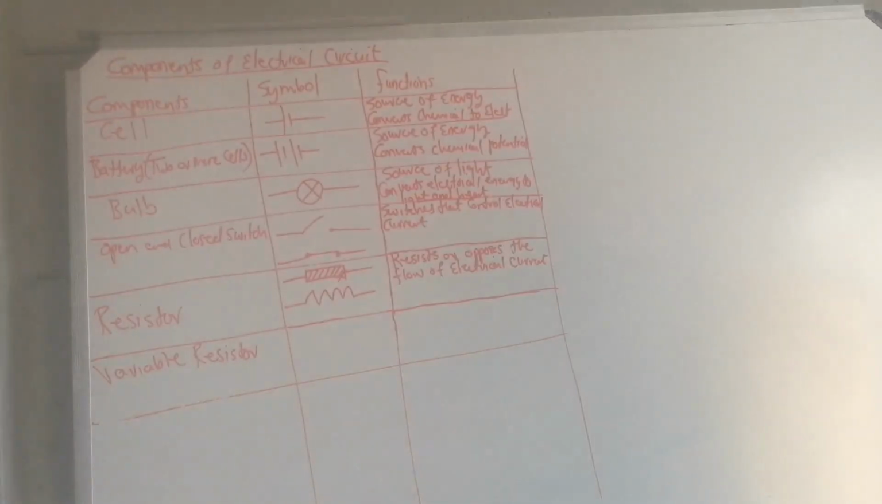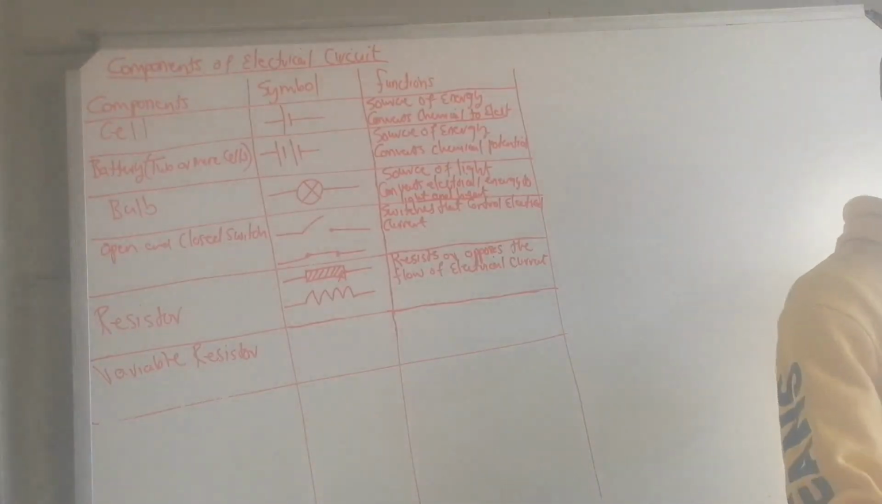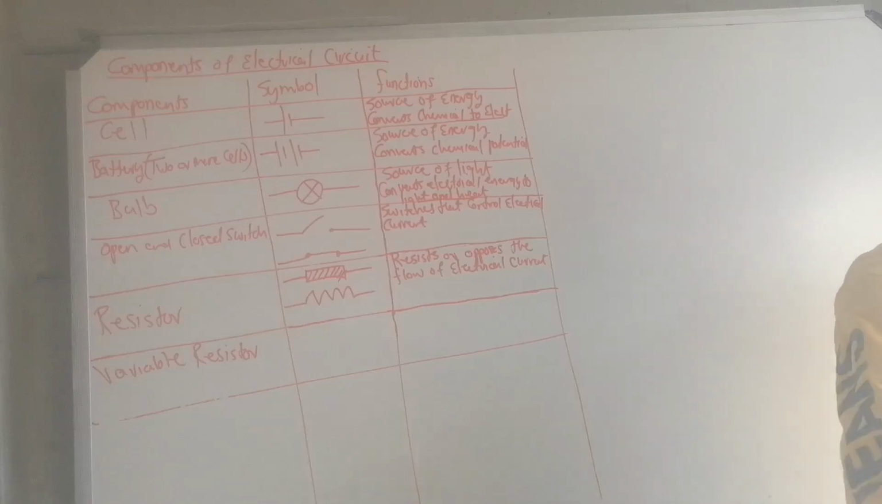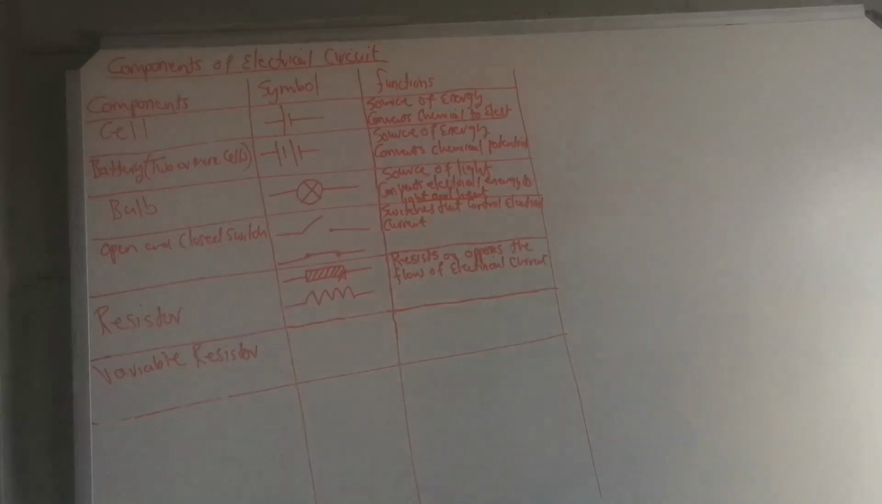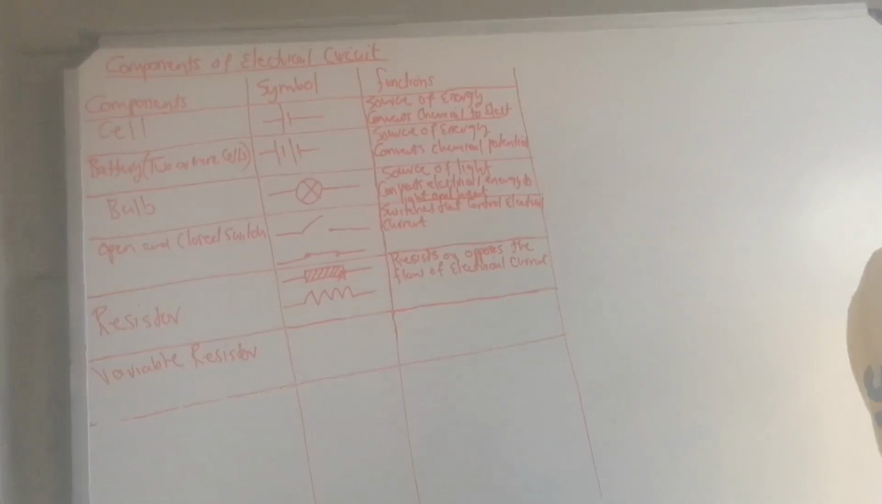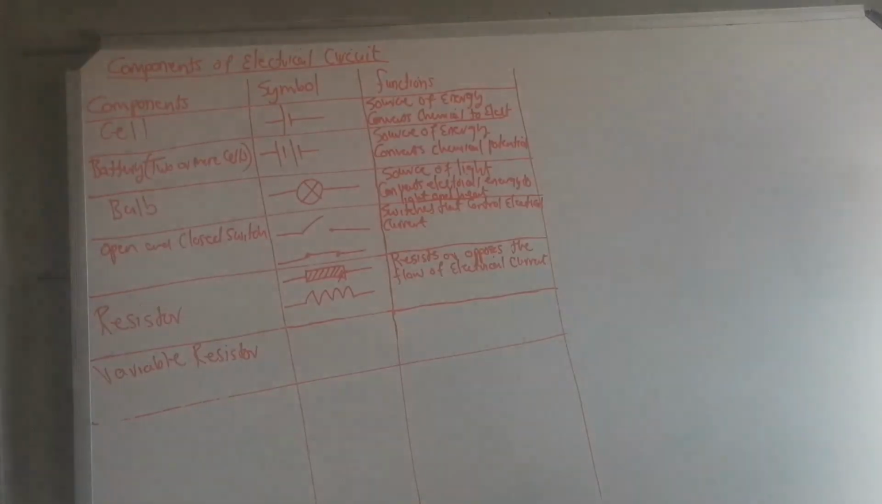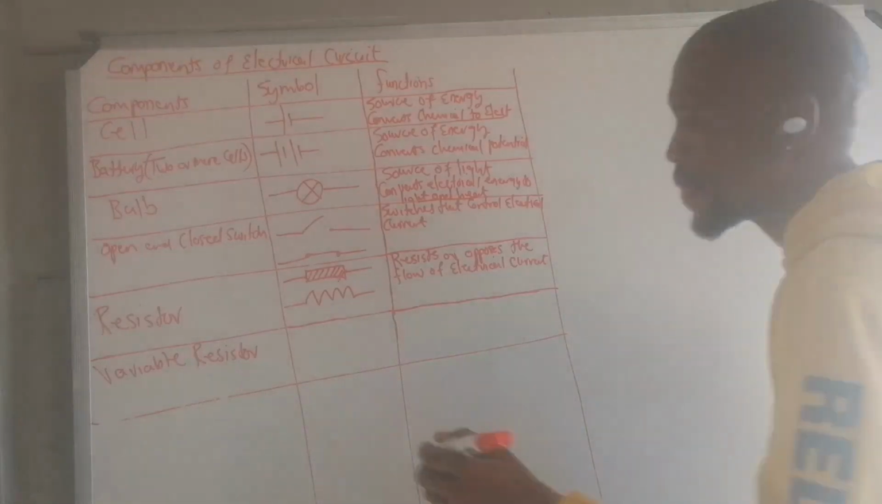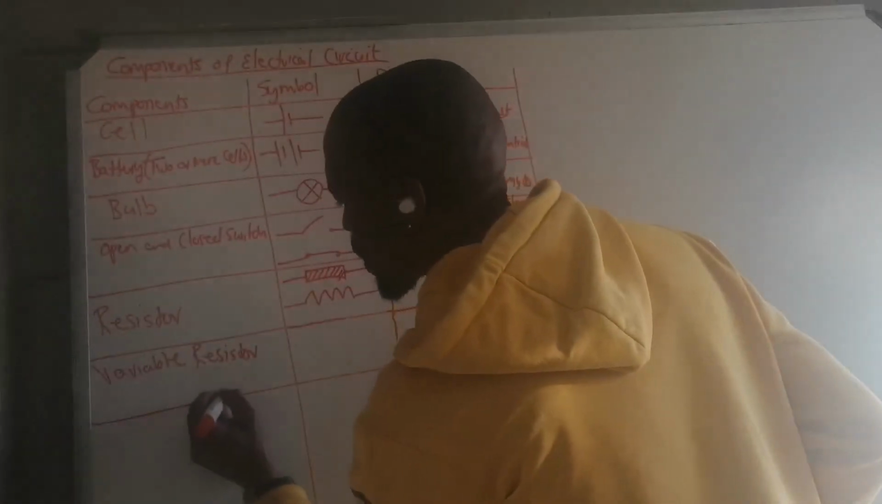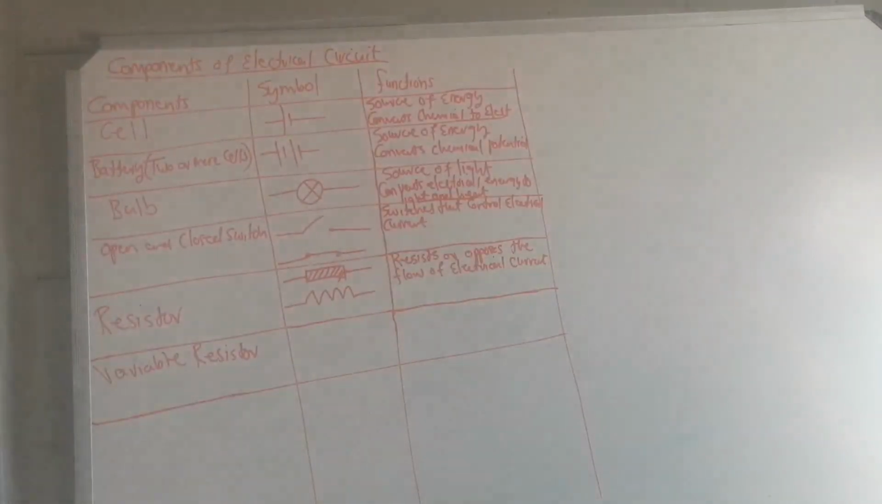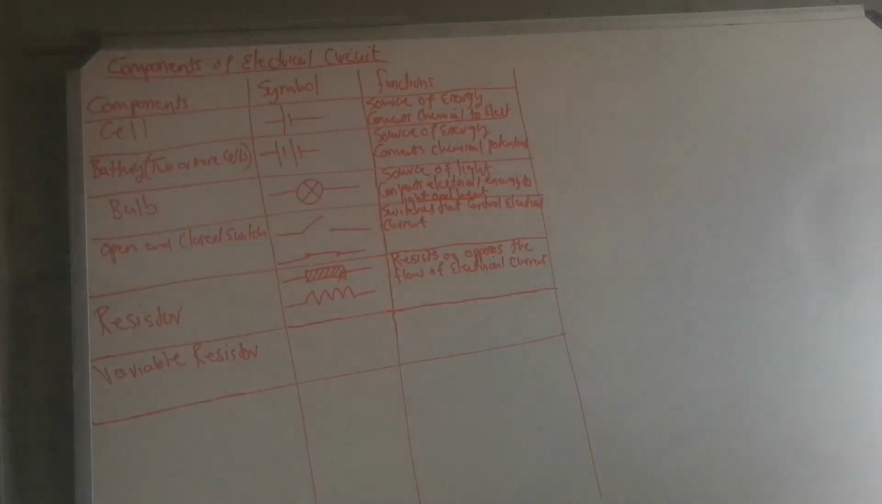A stove has what we call a variable resistor in the knob. So that is what we call a variable resistor. You are able to adjust the resistivity of a certain component.